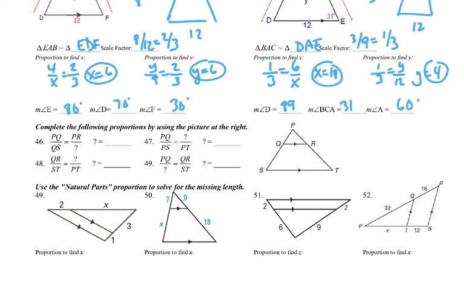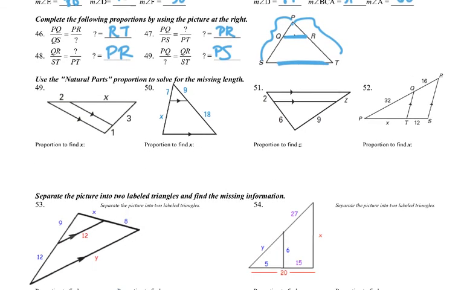Here you're looking at the letters and making sure you're consistent. So if we say PQ to QS, PR to RT. PQ to PS. Now we're going from little to big, so it's going to be PR to PT over there. Anytime you go from the bottom two, QR to ST, remember you're going from the little triangle to the big triangle. So it's PR to PT. Similarly here, PQ to PS, little to big. Proportion to find x, this is just your natural proportion. X over 2 equals 3 over 1, so x is 6.